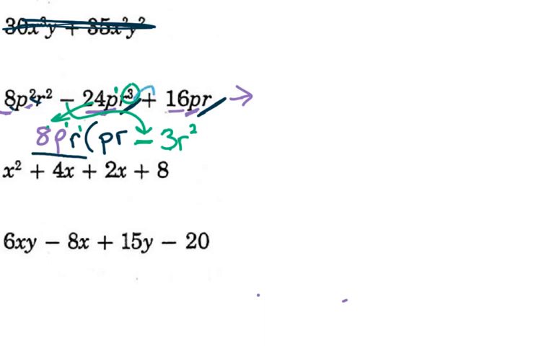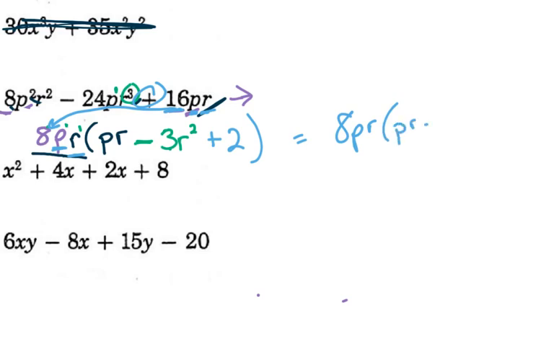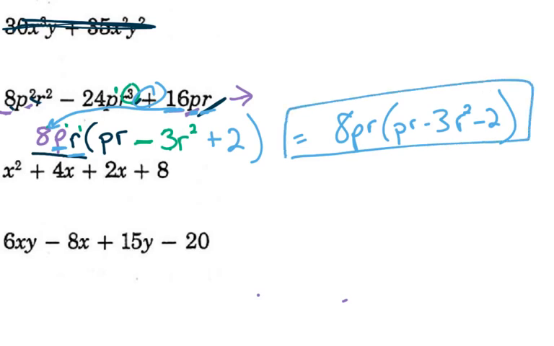Then I move to the last term. I bring down the plus. Let me make it a little clearer for you. So I bring down the plus, and I take 16, and I divide it by my 8, my GCF, and I get 2. I have 1 P, I take away a P, I don't have any left. I have 1 R, I take away an R, I don't have any left. So the factored form is 8PR, and then inside the parentheses you have PR, R squared minus 2. So that's taking out a GCF from a trinomial.